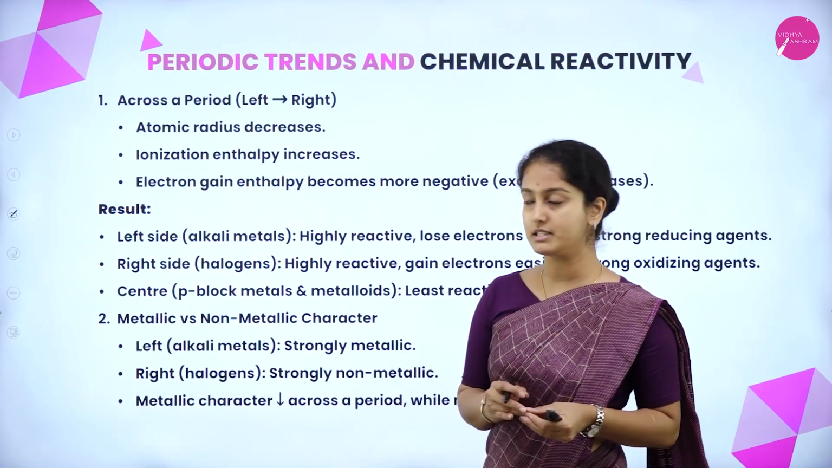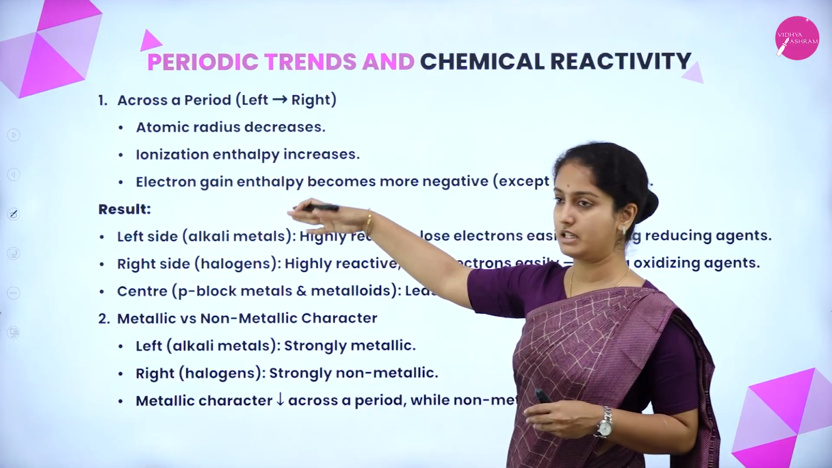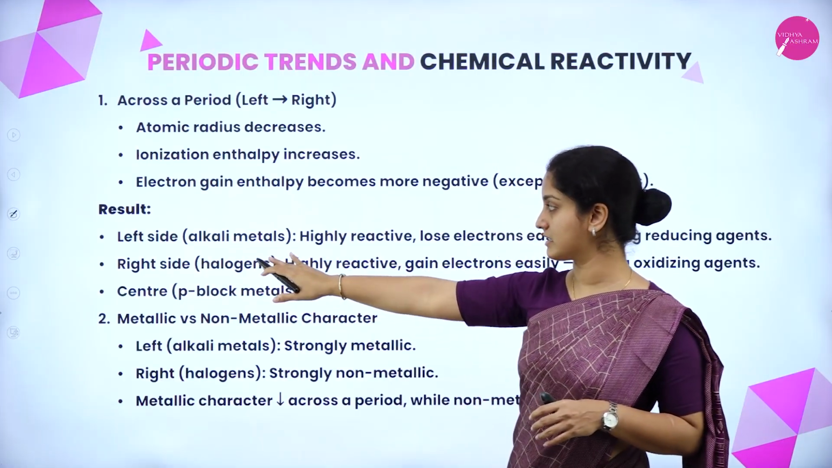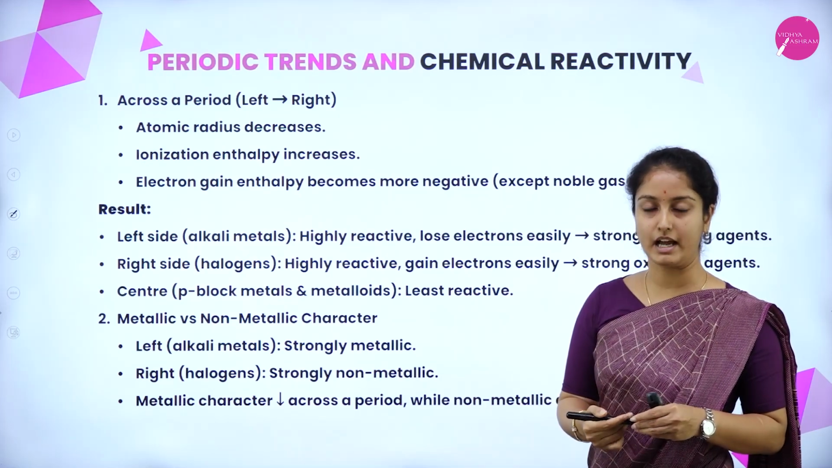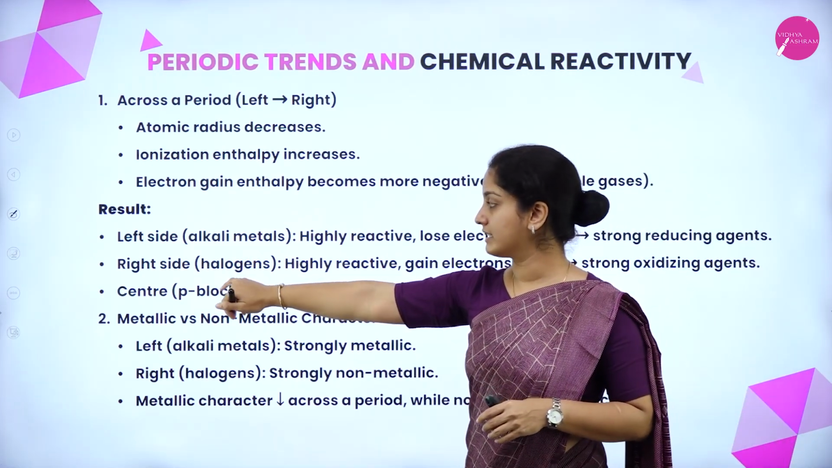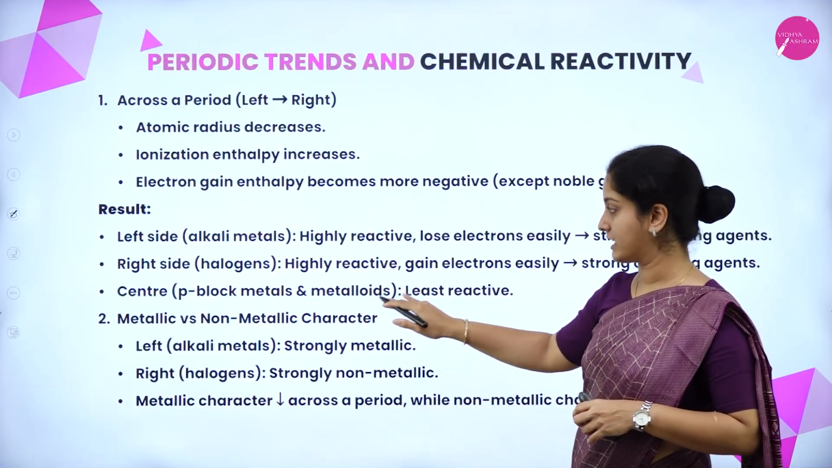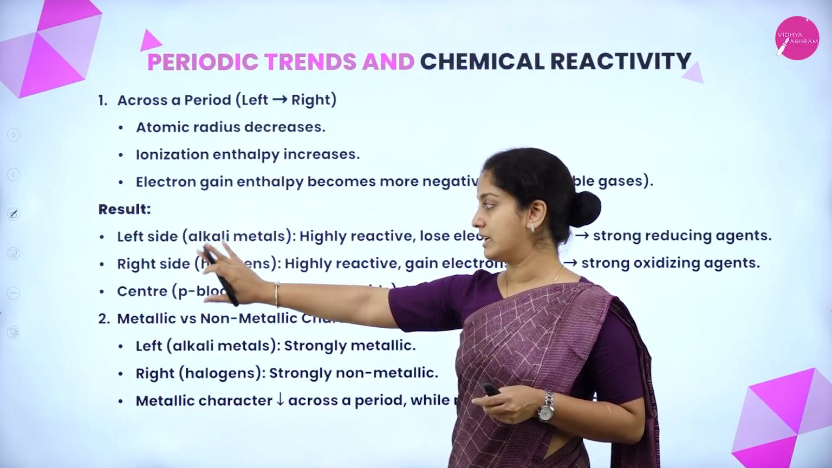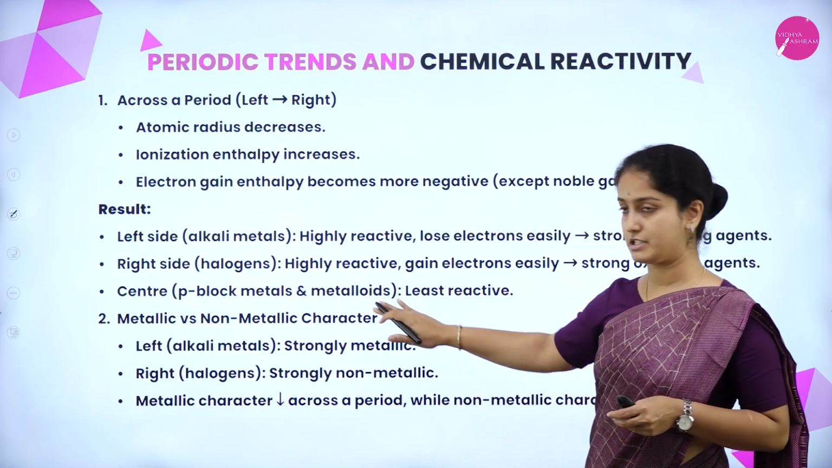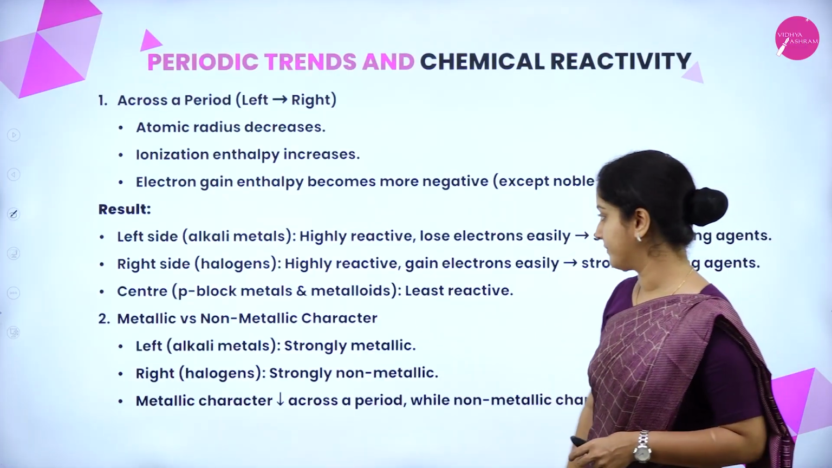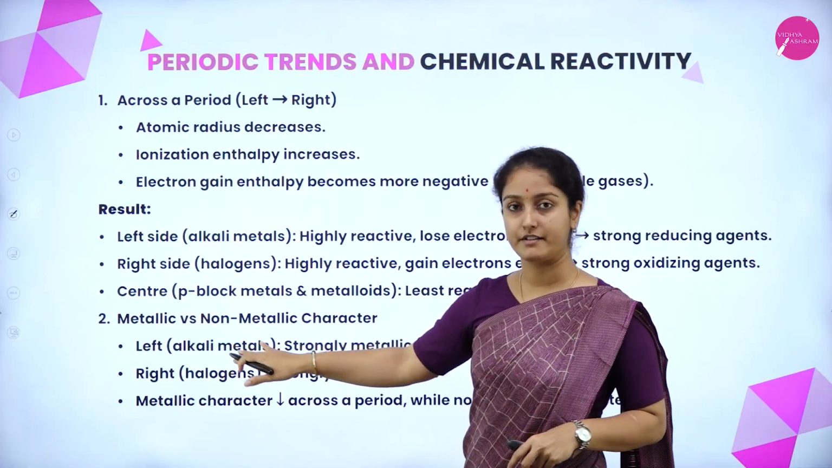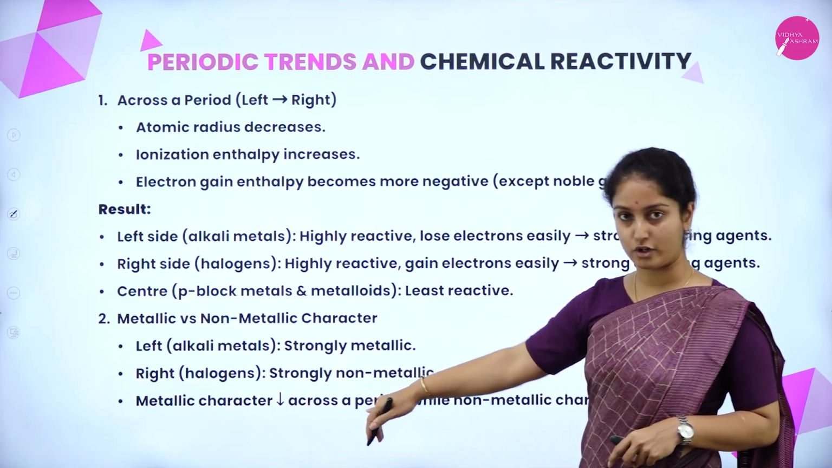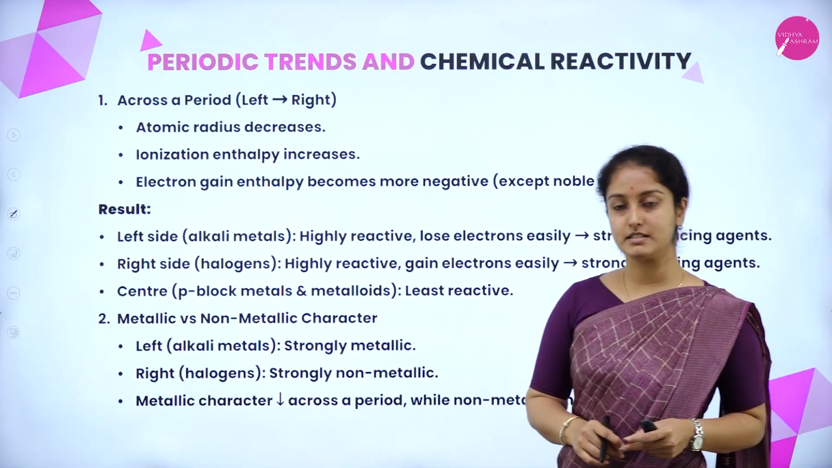Across a period, that is from left to right, atomic radius decreases, ionization enthalpy increases, they both are opposite, and electron gain enthalpy becomes more negative. As a result, group 1 elements, that is alkali metals, are highly reactive, they lose electrons and act as strong reducing agents. On the right side, the halogens are also highly reactive, as they can gain electrons from other elements and act as strong oxidizing agents. Now the elements that lie at the center, that is p block metals and metalloids, will be least reactive. So, metallic versus non-metallic character: alkali metals have strong metallic character and halogens have strong non-metallic character. Metallic character decreases across a period while non-metallic character increases across a period.